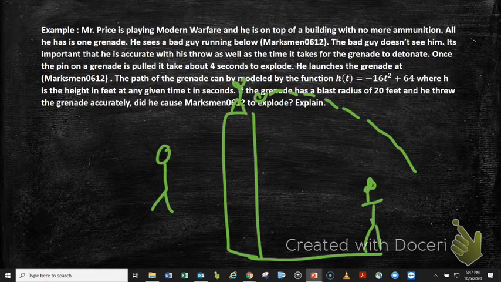And I'm going to try to throw it like this. Well, the path of the grenade can be modeled by this equation where h is the height of the grenade and t is the time in seconds for which the grenade travels. So I'm asked, what am I asked?